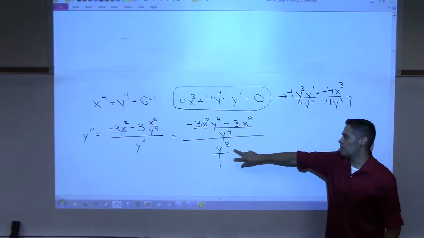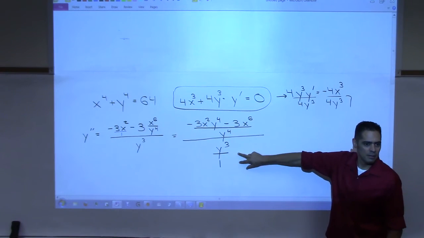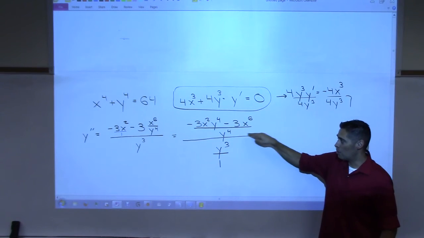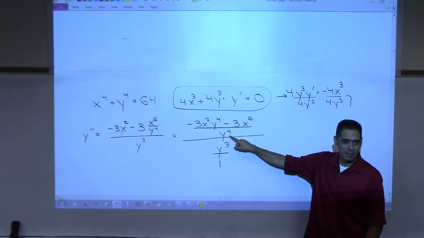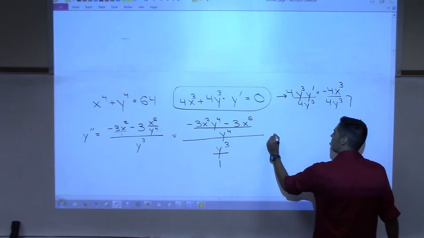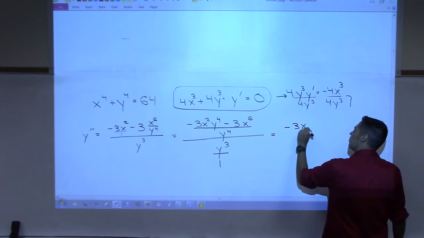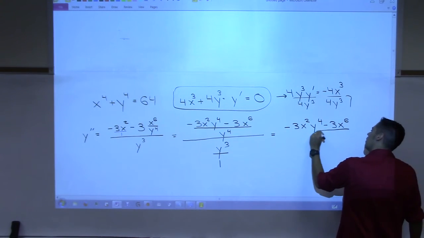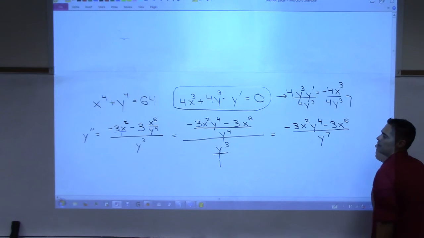All right, so over 1. And watch what I'm doing. I'm just going to bring this and flip it like that, right? And so I'm going to get this y cubed on the bottom and go across, and that's going to be a y to the 7th. Y'all okay with that?